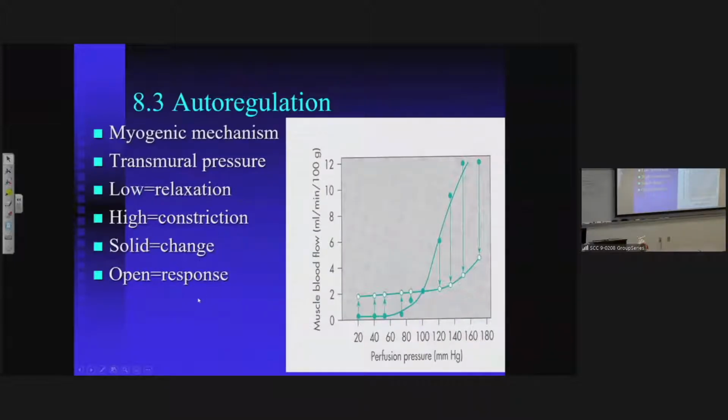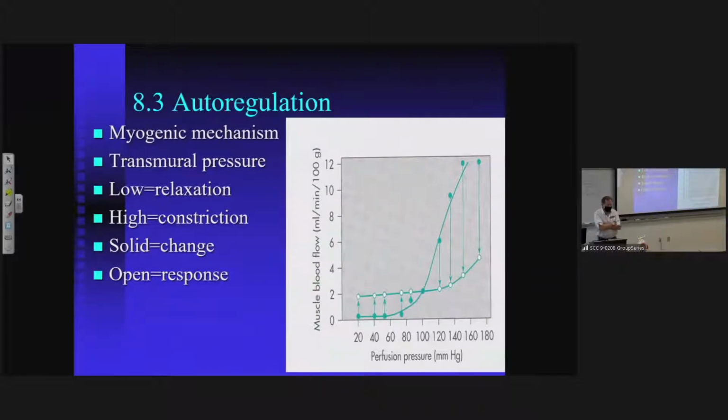This is probably one of the new things we learned in this chapter about peripheral vascular control. This might be the message. The rest of it to me was kind of review. So this is something called the myogenic mechanism.